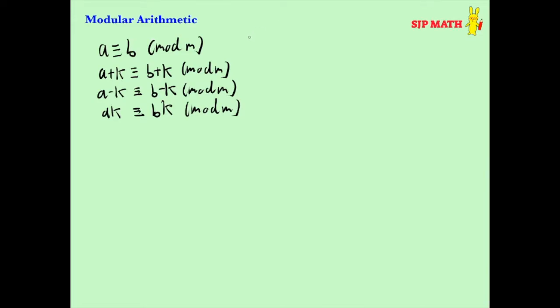If we have that a is congruent to b modulo m, then we know that, as we discussed previously, a minus b would be a multiple of m. So a minus b would be congruent to 0 mod m. Then let's try taking the difference of these two values: a plus k minus b plus k. If we simplify this, the k's cancel out, so this is equal to a minus b. And we know that a minus b is a multiple of m. So a plus k minus b plus k is equal to a multiple of m.